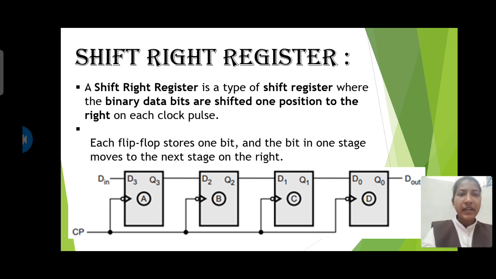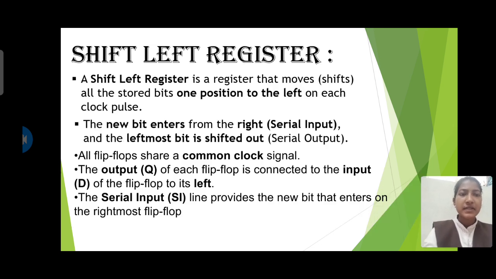In the diagram we can see that each flip-flop is storing one bit of data in one stage. It means we are giving D input to the A flip-flop and it is transferring to the second flip-flop. That means it is storing one bit of data and it is moving to the next stage.